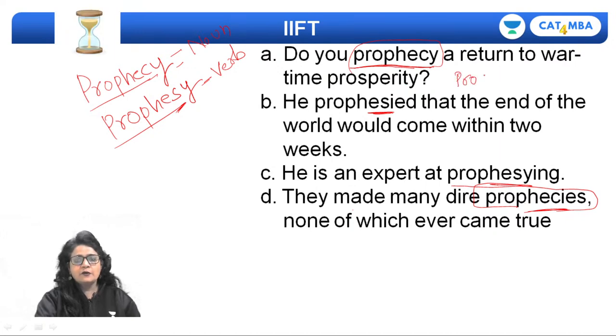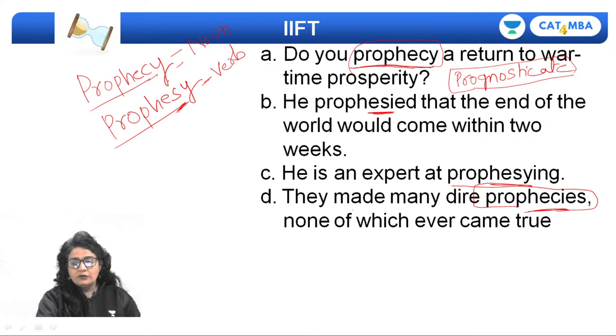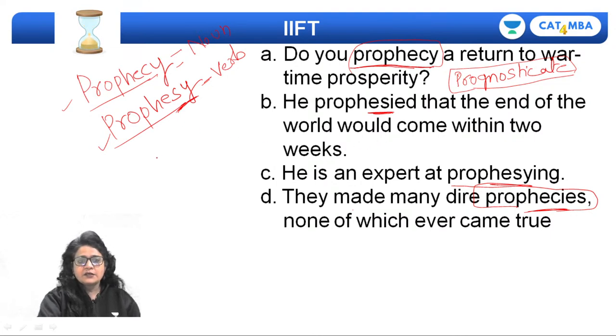Foretelling the future, or to prognosticate. Another word is prognosticate. Prognostication is also always done for the future. To say what is going to happen in the future is prognostication. Prophecy is the same thing. Here, prophecies, plural, will be there. He prophesied that the Second World War would happen in this continent. So prophesied, with ED, is the second form. This is verb, this is noun. Are we clear?